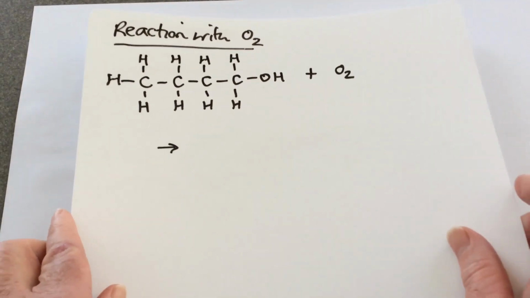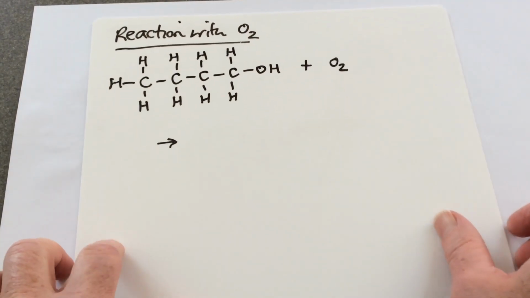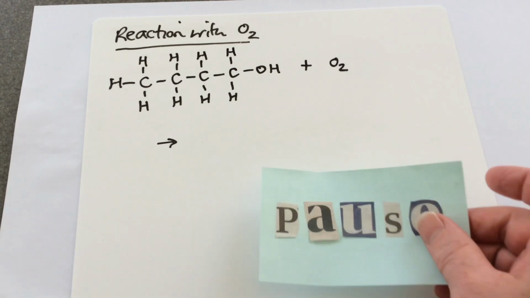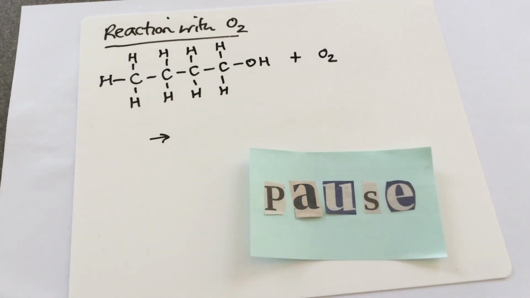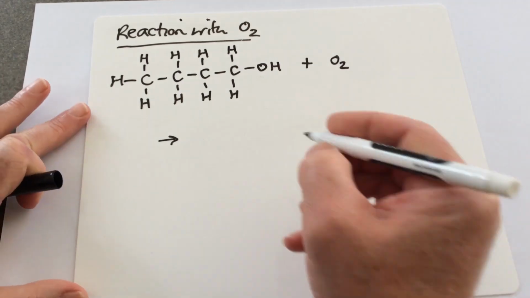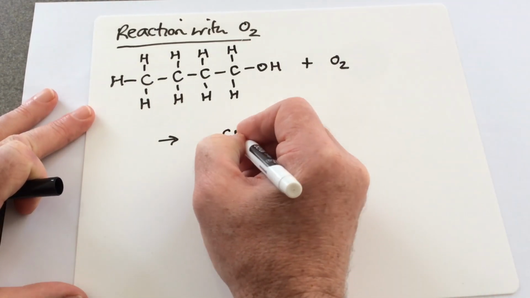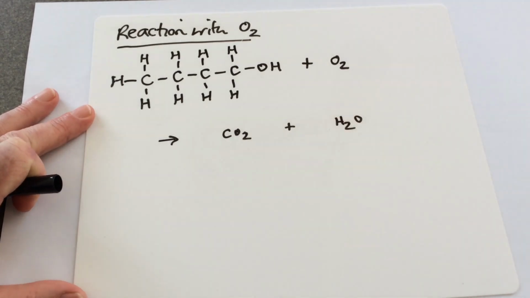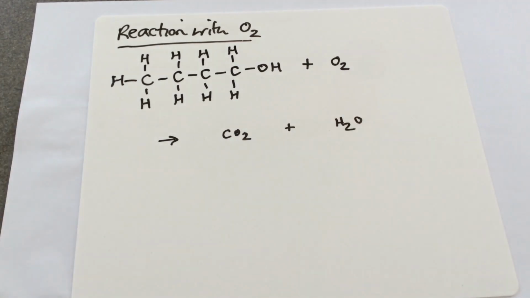So, to begin with, alcohols reacting with oxygen. What I'm going to ask you to do is to balance the following equation. Pause the video, have a go yourself. Okay, hopefully you're clear that when we react this alcohol with oxygen, we're going to make some carbon dioxide and water. If you weren't sure about that, pause the video again and have another go at balancing the equation.